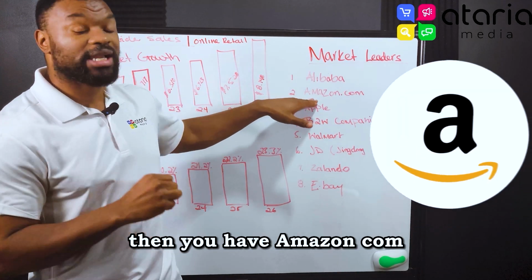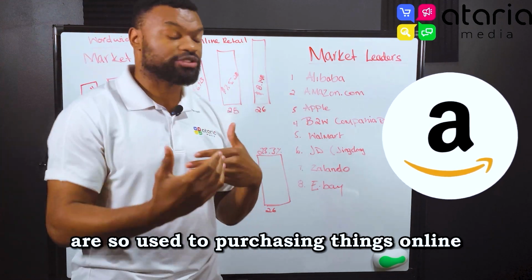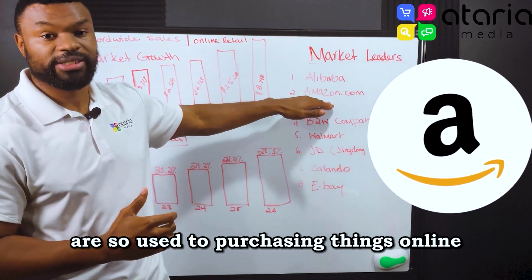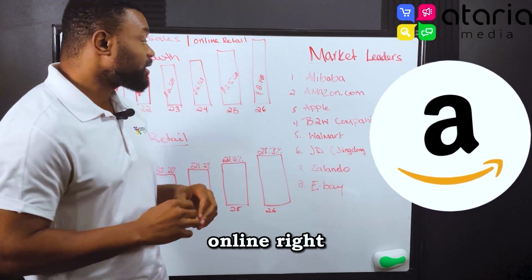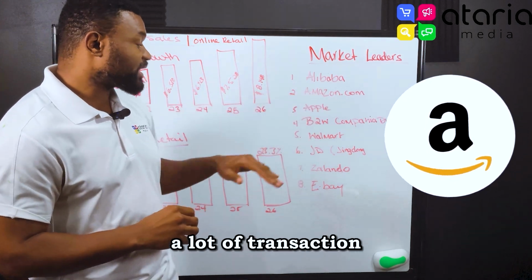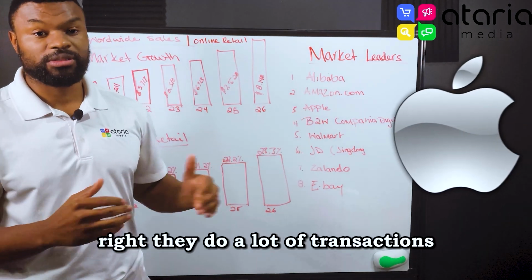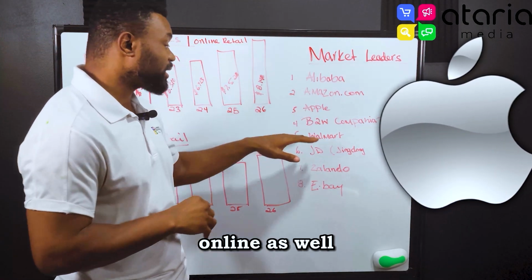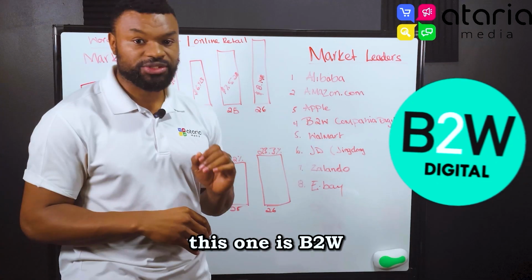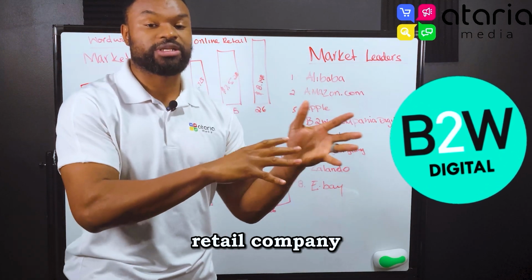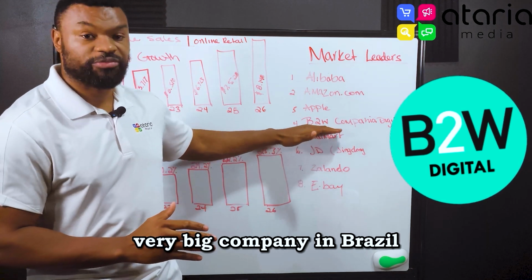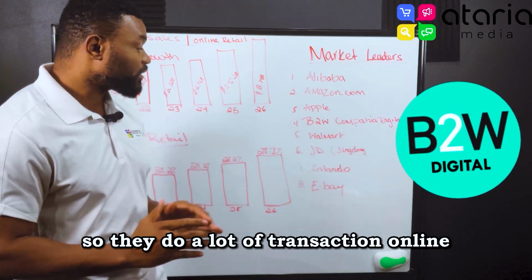Then you have Amazon.com, right? A lot of people in the US are so used to purchasing things online through Amazon, so that leads the pack when it comes to online transactions. Apple is another one, right? They do a lot of transactions online as well. This one is B2W, which is a Brazilian company, an online retail company that is also a very, very big company in Brazil. So they do a lot of transactions online.